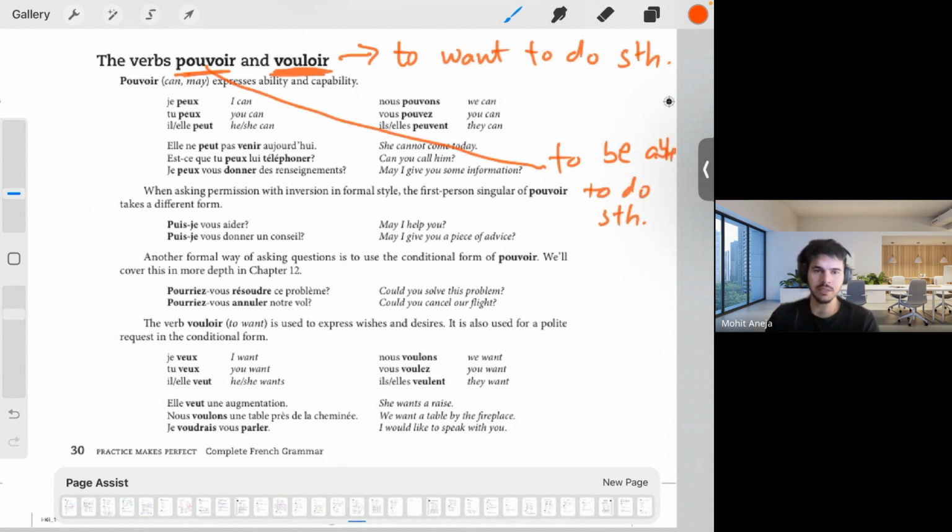Or have the capacity to do something. For example, I can speak French. Je peux parler français si tu veux. I can speak French if you want. I can speak in English if you want.